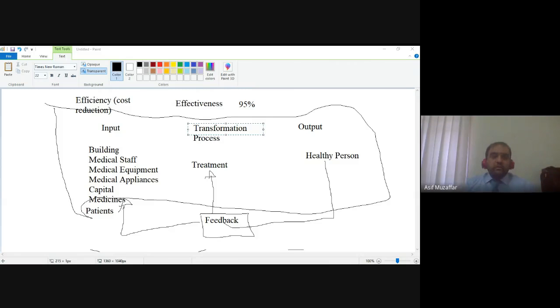Remember, you cannot compromise effectiveness in order to be efficient. That means your efficiency should increase your effectiveness. Effectiveness means less defect. Now you know. So you will do some work to decrease the cost, but this decreasing cost should not affect the quality of your product. It should not affect your effectiveness.